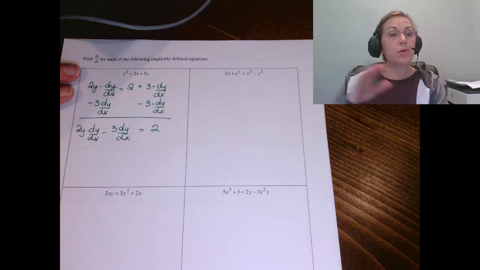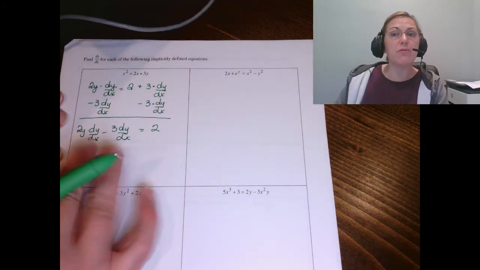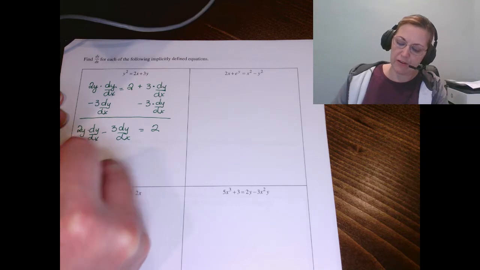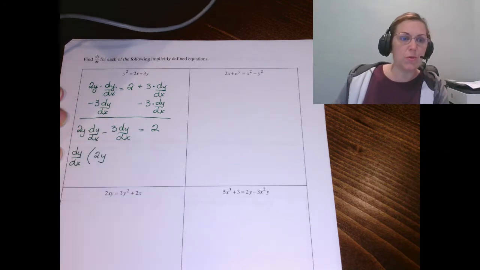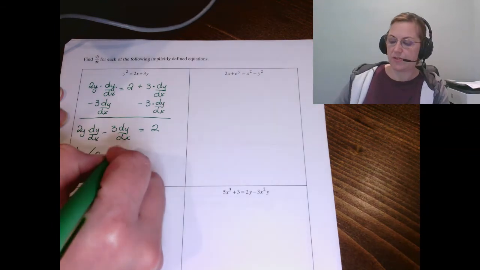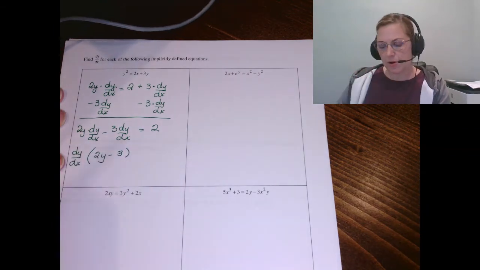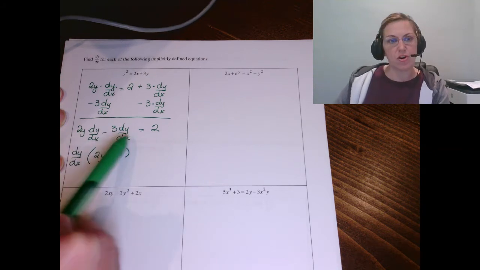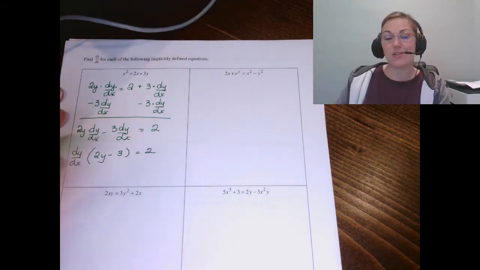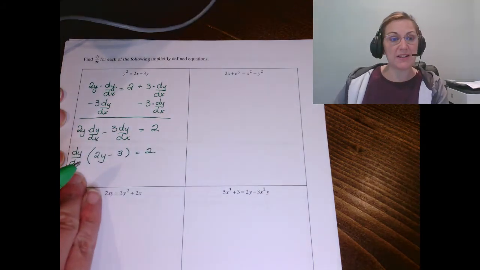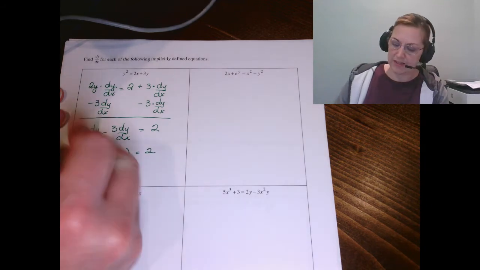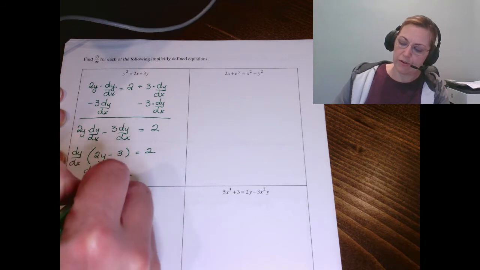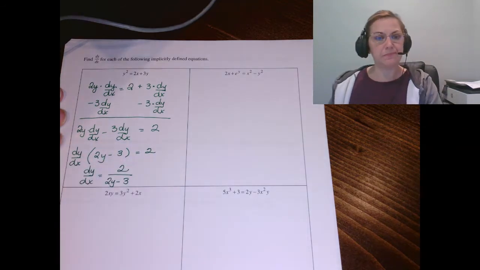Next step, notice that both of these terms have a dy dx, so we're going to factor it out like a GCF. So I'm going to take the dy dx, pull it in front, and then I'm left with a 2y minus a 3. If that was not clear, think about if you distributed it back to this parentheses, you would get these two terms. And our last step is to get this dy dx by itself, we've got to divide by this parentheses. So that gives me dy dx equals 2 over 2y minus 3.